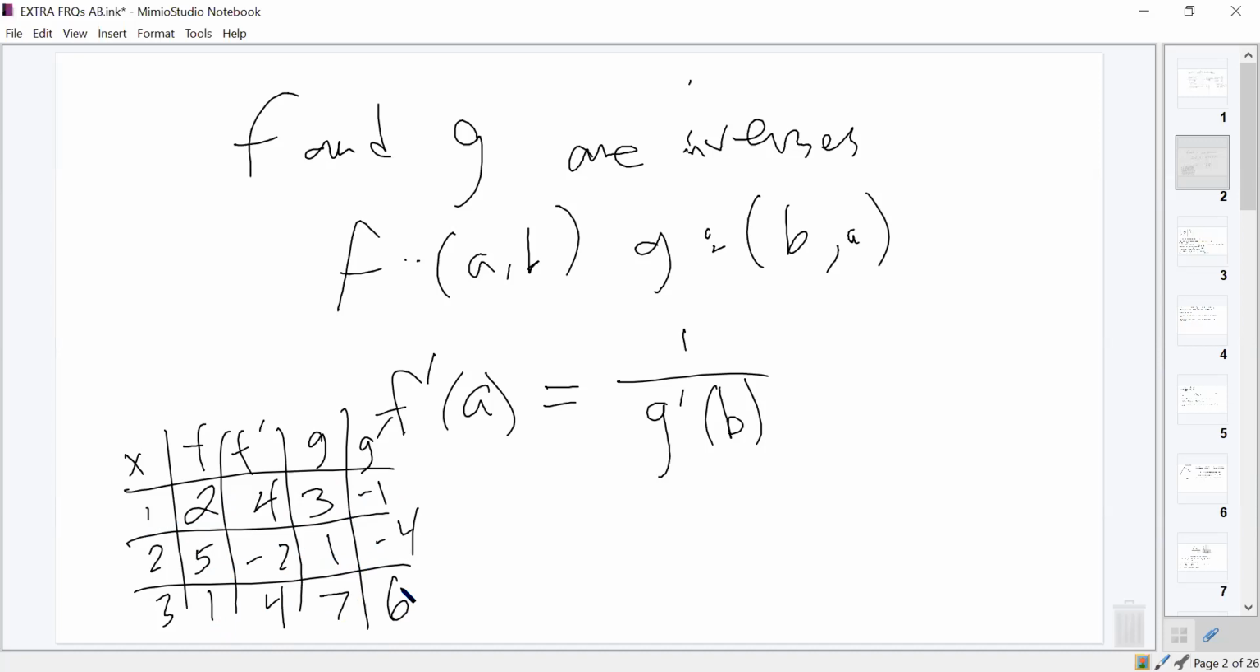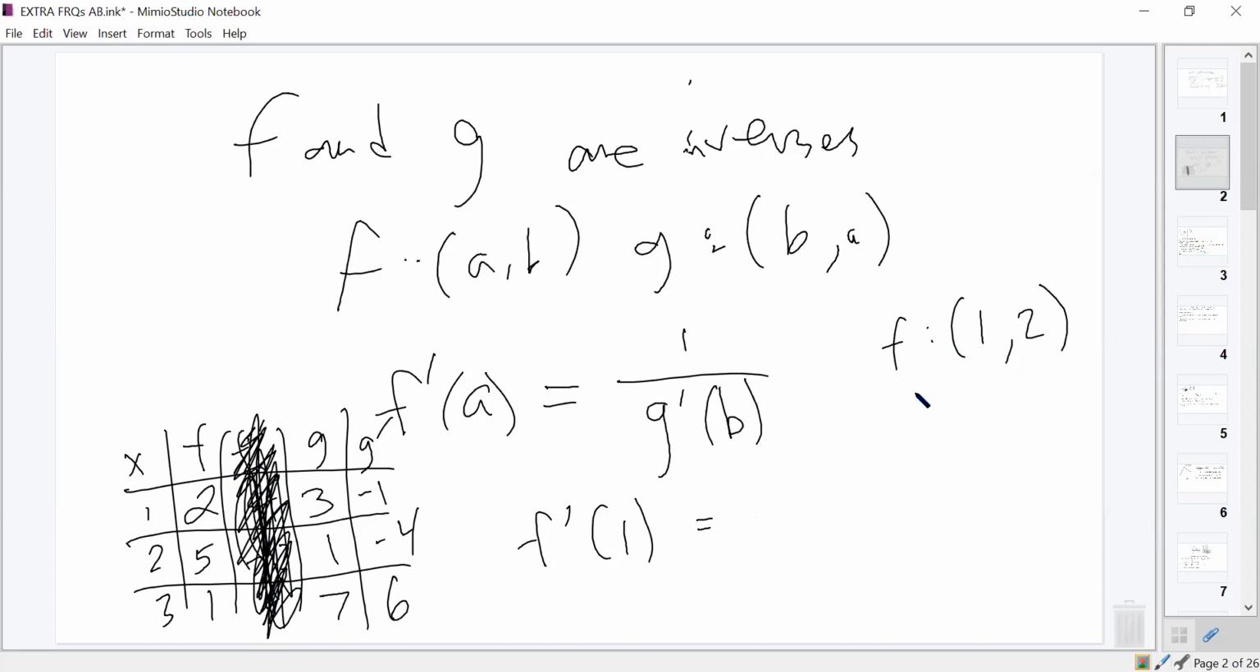So suppose that they asked you what is f prime of 1. Well, let's pretend they didn't give us all that. So they asked us for f prime of 1, and we would then say that must be equal to, well, f contains a point (1, 2). So g must contain a point, which it does, (2, 1). And f prime of 1 ought to be 1 over g prime of 2. And so you just look at what is g prime of 2. It's negative 4. So you get negative 1 over 4.